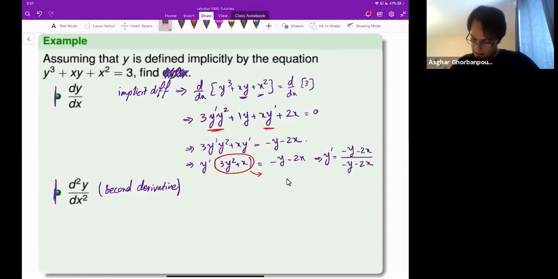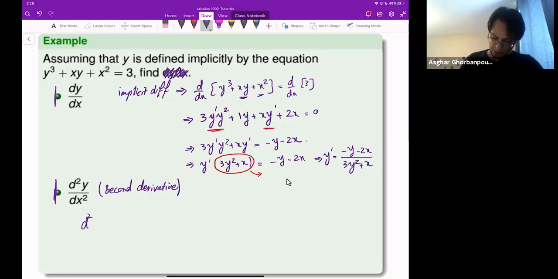the denominator, which will be 3y squared plus x. Okay, so that's how we find the first derivative, yes?